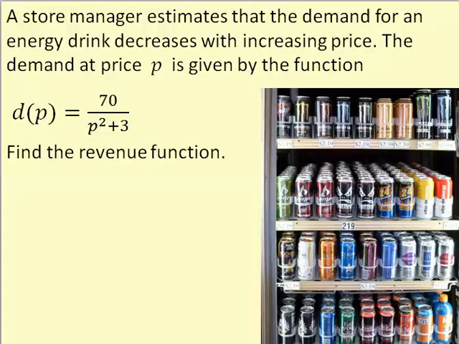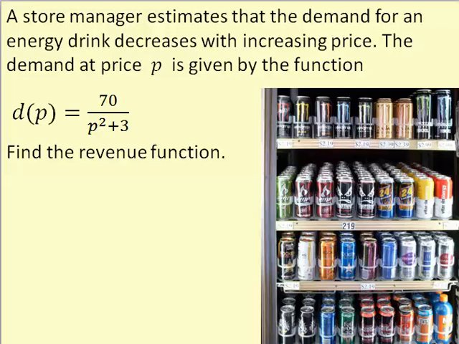3.5.41. A store manager estimates that the demand for an energy drink decreases with increasing price. The demand at price P is given by the function d of P equals 70 over P squared plus 3. If you look at the demand function, you'll see that as the price P increases, the denominator will get large fairly quickly, causing the demand to decrease rather rapidly.